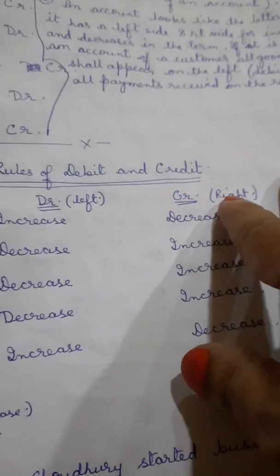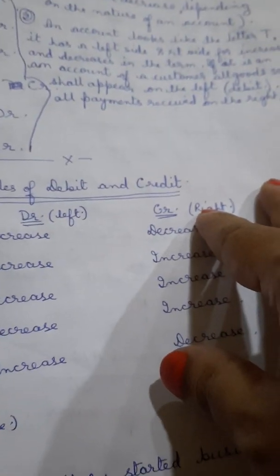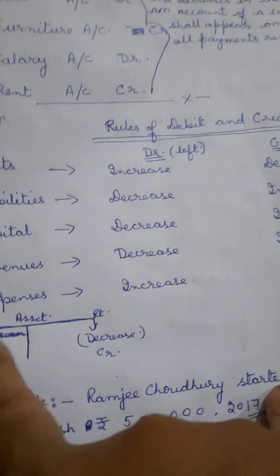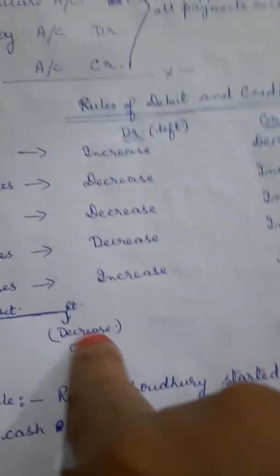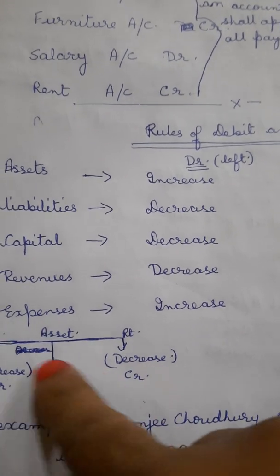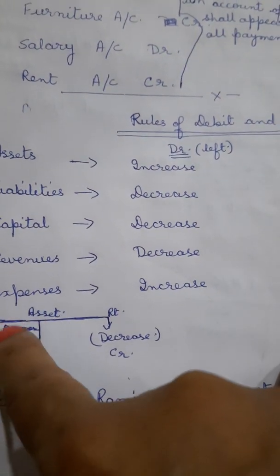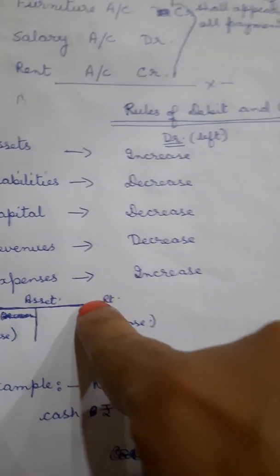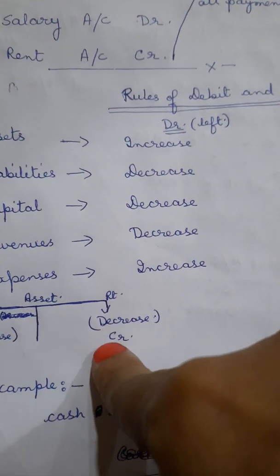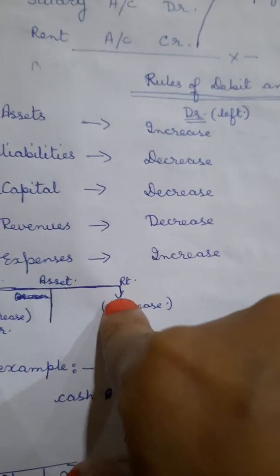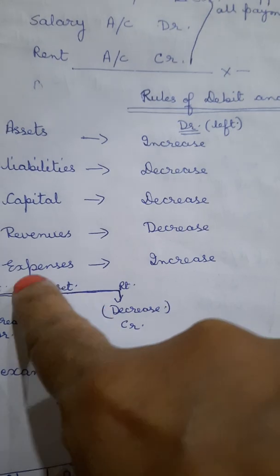So the rules of debit and credit are that an account looks like a T shape and it has a left side and a right side. On the left side we write debit and on the right side credit. All the sold goods shall appear on the debit side and all payments received will be on the right side. So it is an account that looks like the letter T.